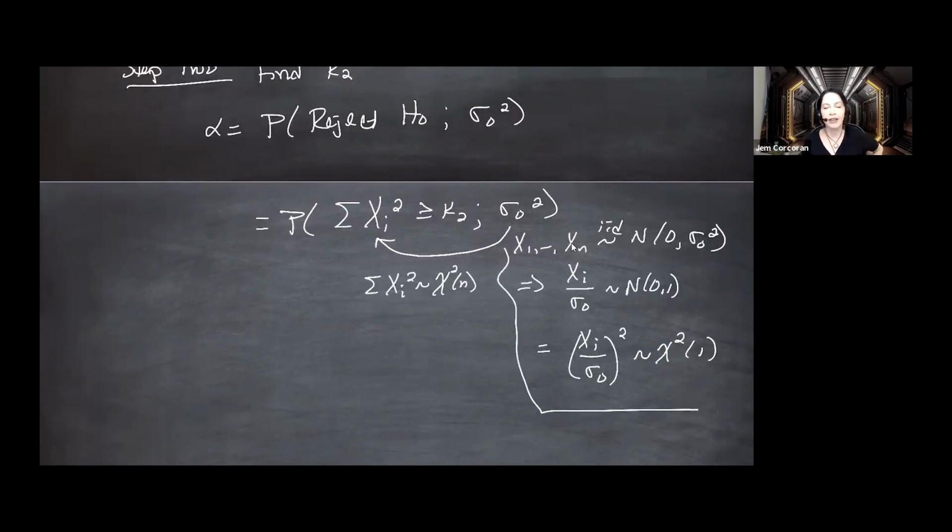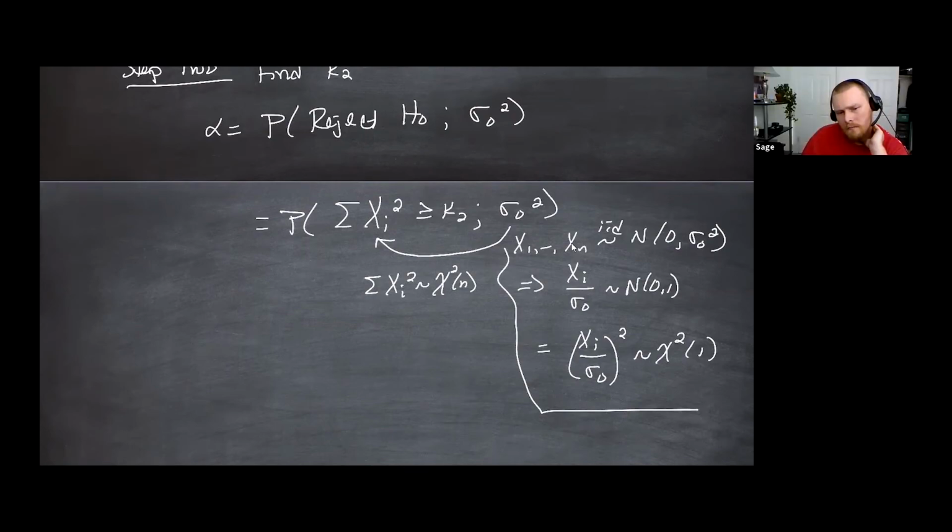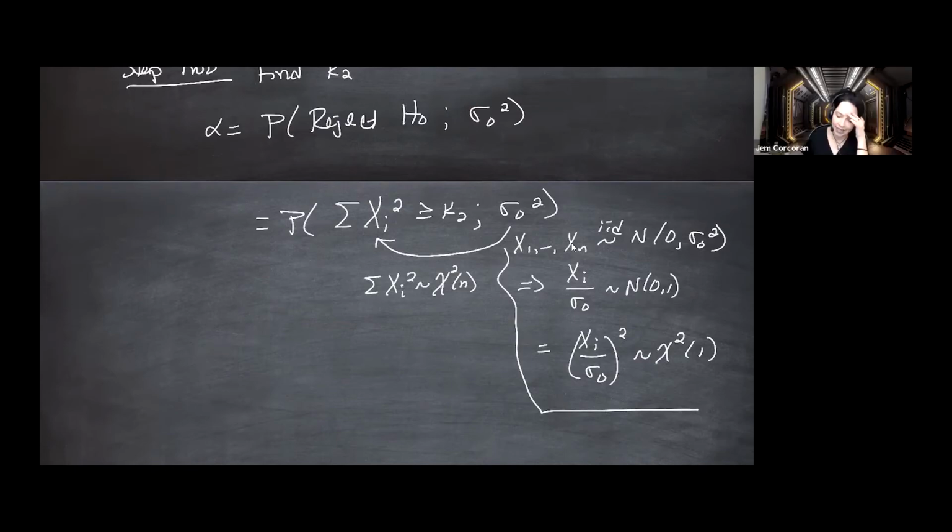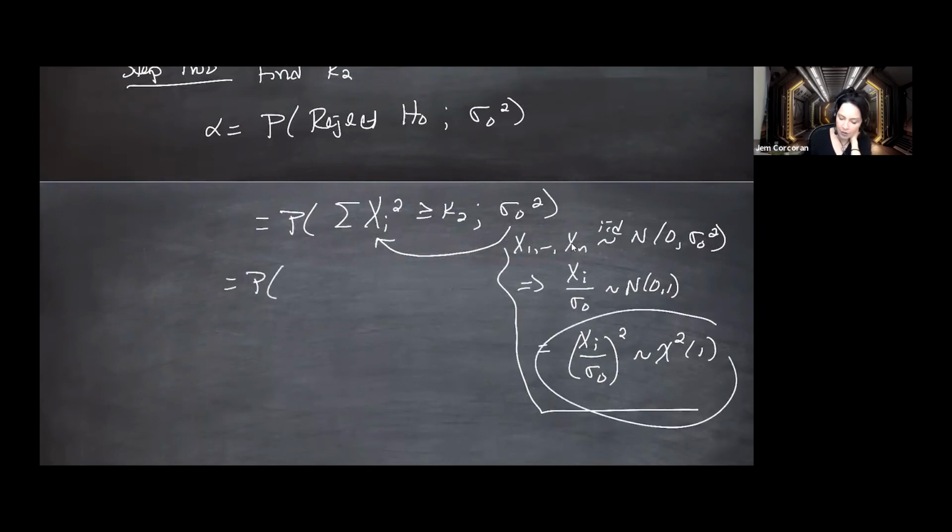So I guess we can make our test based on a chi-squared critical value. We need to divide by sigma naught squared. For using this conclusion, I need the sigma naught squared over there. So I'm going to do that, and sorry about that. So I'm going to divide both sides by sigma naught squared.